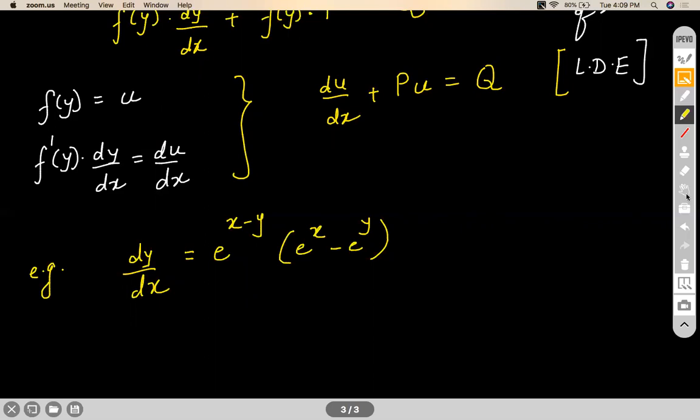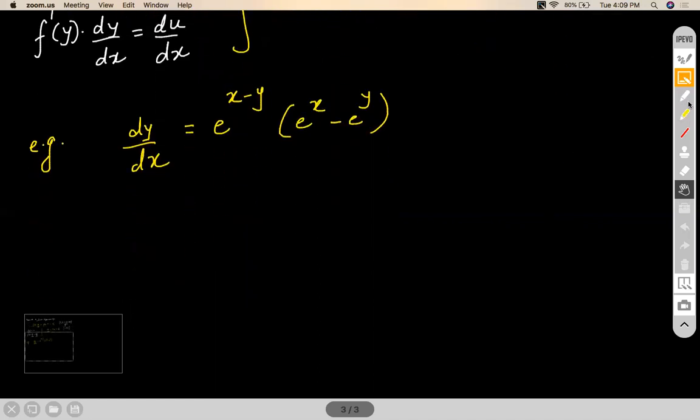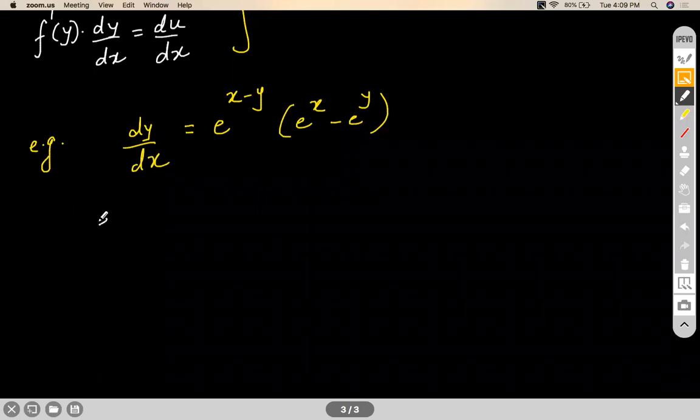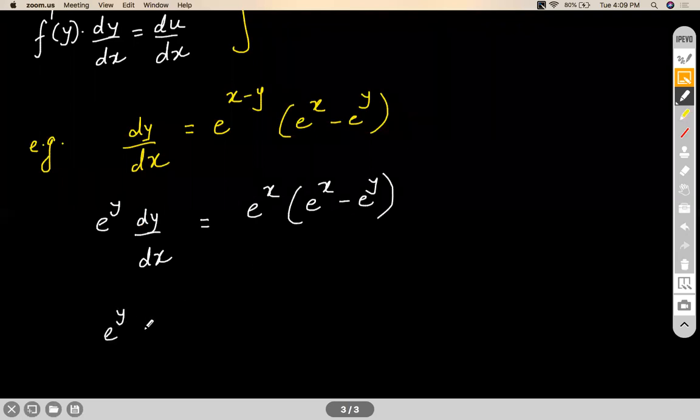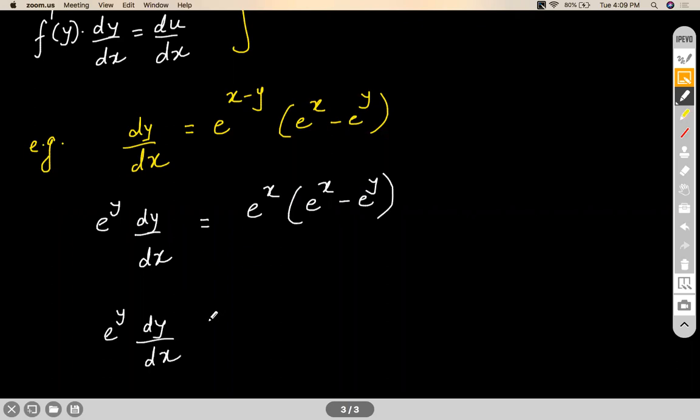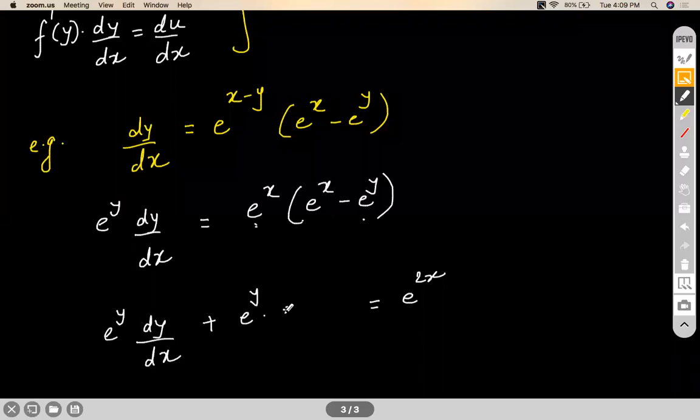So let me just do it because this is the first question. Now what I'll do here is I'll send this e to the power y to the other side, or you can say I'm multiplying with e to the power y throughout. So this becomes e to the power y dy by dx. Now this into this will be e to the power 2x, correct? And this into this will be e to the power x into e to the power y, which I'm sending to the other side, something like this.